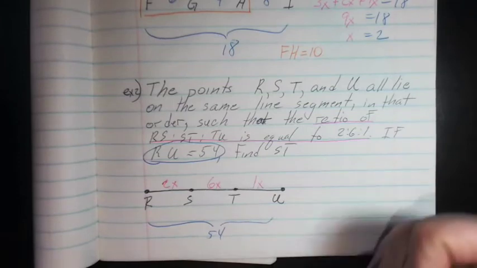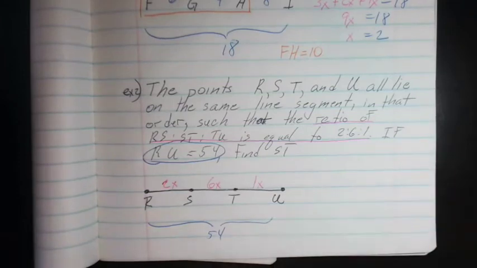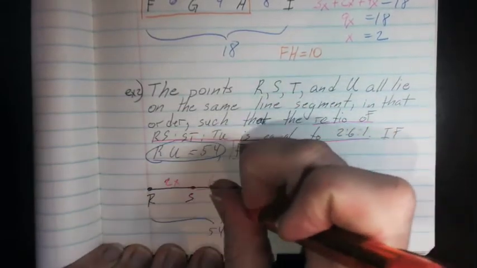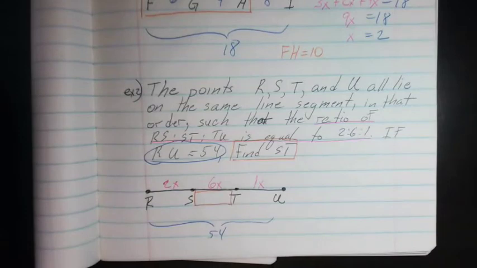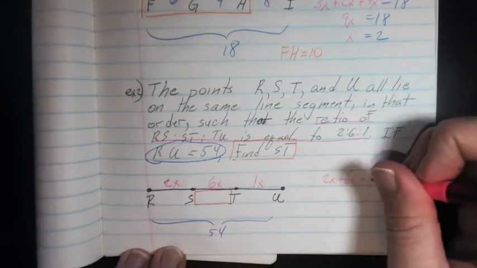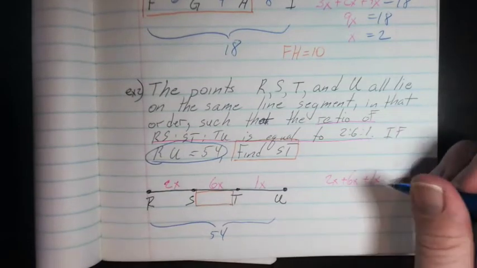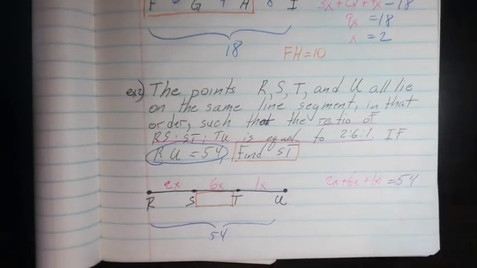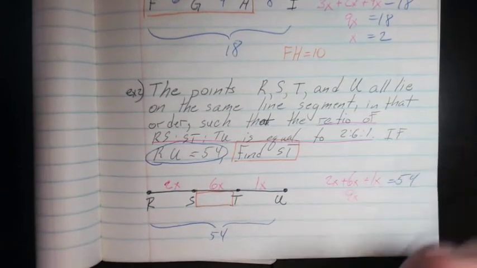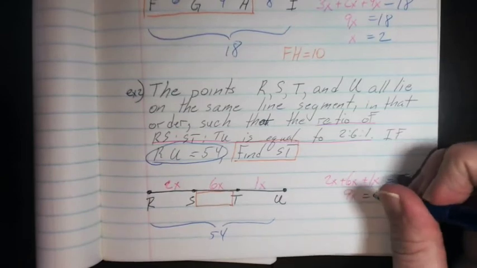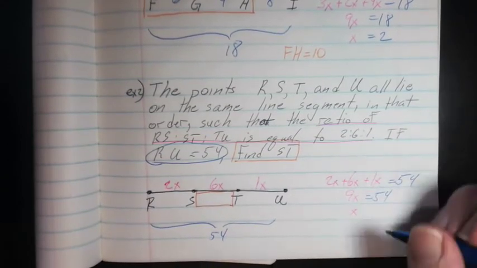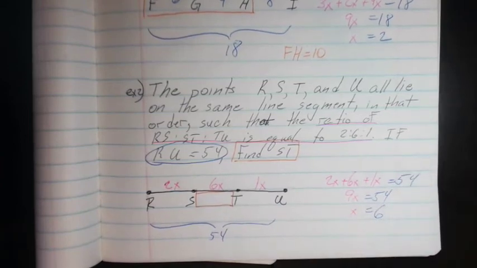Now we're just going to set up an equation and solve. If you want, you can look ahead and try to figure out what we're trying to find. We're trying to find ST. That's just going to be this distance. Cool. So we're going to have 2x plus 6x plus 1x. And we know it has to equal 54. All right. That's 8. That's 9. So we have 9x is equal to 54. Last but not least, we have x is equal to 6.